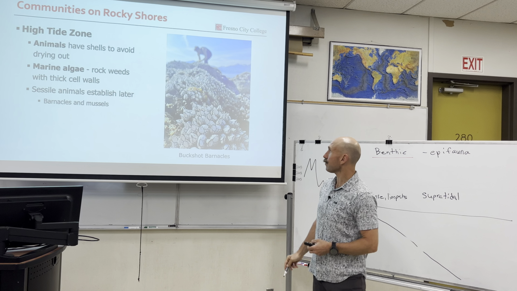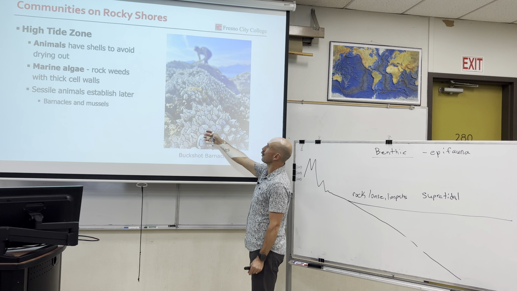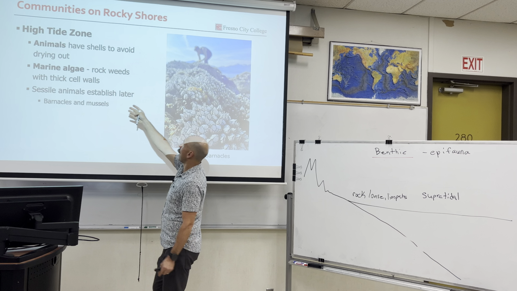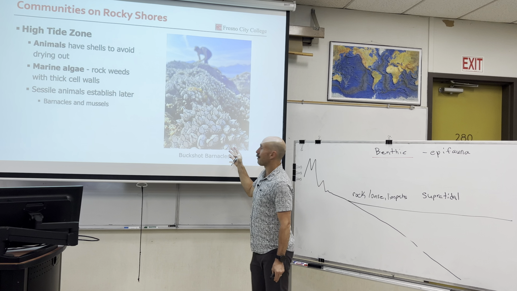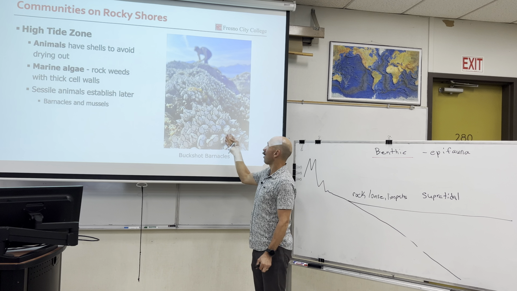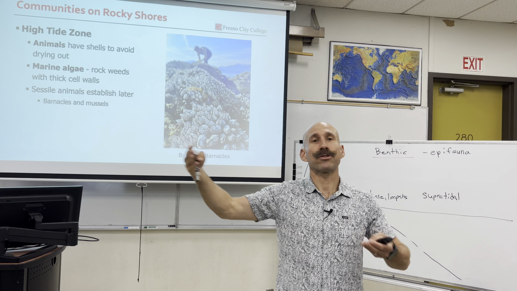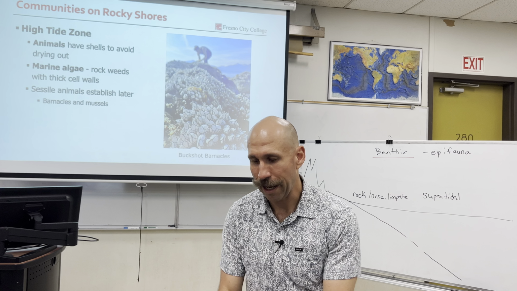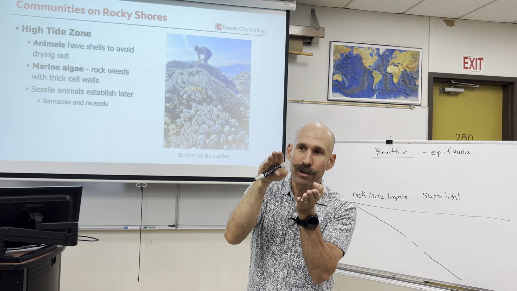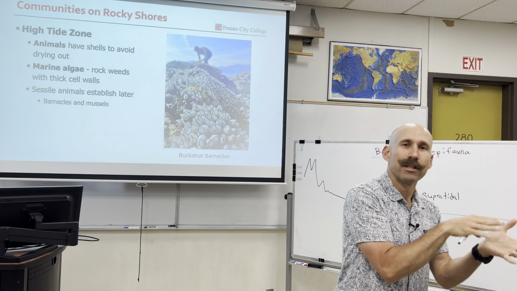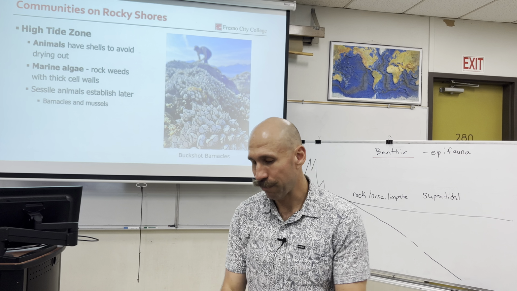Okay. High tide. These animals have shells to avoid drying out. Here we've got marine algae, rockweeds with thick cell walls. Barnacles and mussels are going to be primary high tide. They also live in the middle tide. Here's the thing. It's a spectrum. So it's not a zonation like sea stars only live in the middle tide zone. No, they can also spend time in low tide, spend time in high tide. Same with mussels and barnacles.